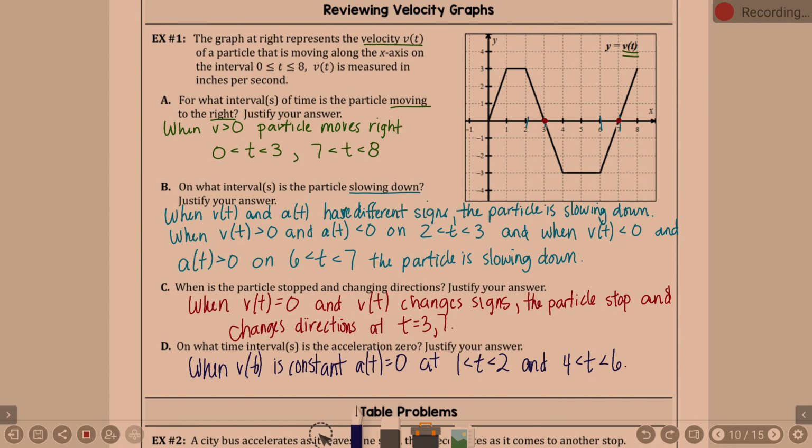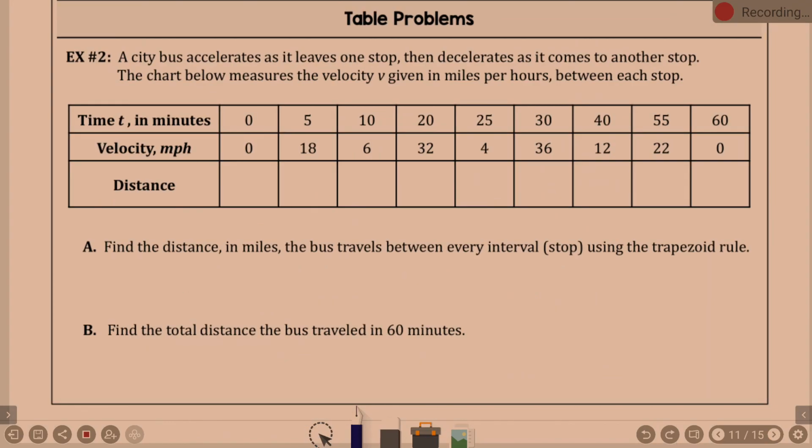Are you going to see graphs on the AP? Yes, you will, whether it be in free response or multiple choice. There's just no getting around it. Just like you will see graphs, you will also see tables. So let's look at this table and see what it gives us. The city bus accelerates as it leaves one stop, then decelerates as it comes to another stop. The chart below measures the velocity v given in miles per hour between each stop.